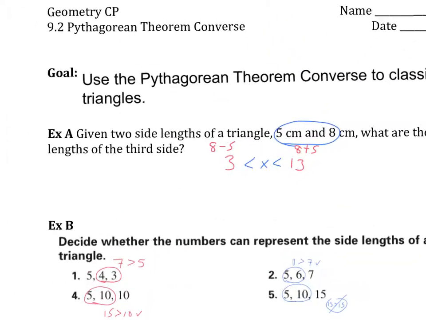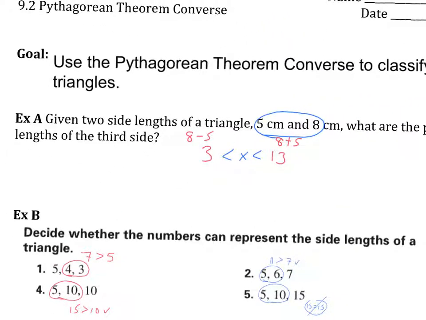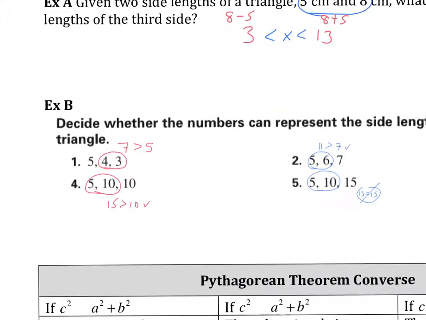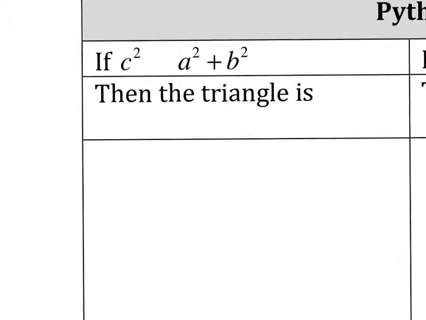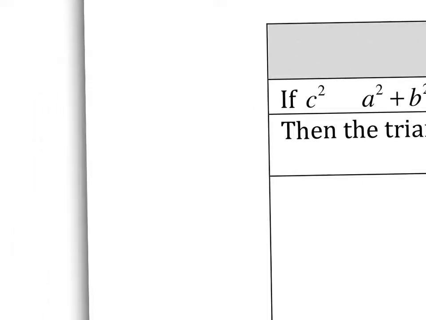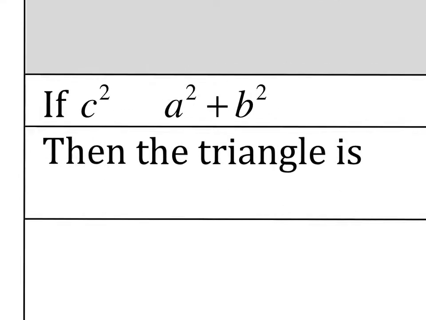So today, we are going to use the Pythagorean Theorem Converse to classify triangles. That is, after we've determined whether or not we can have a triangle, we're now going to use the converse to determine what type of triangle. So by way of review, we looked at this first one right here.